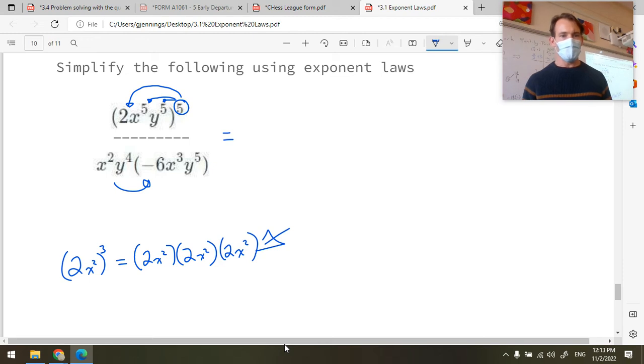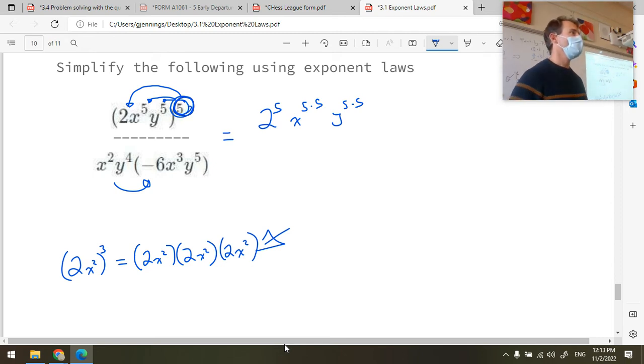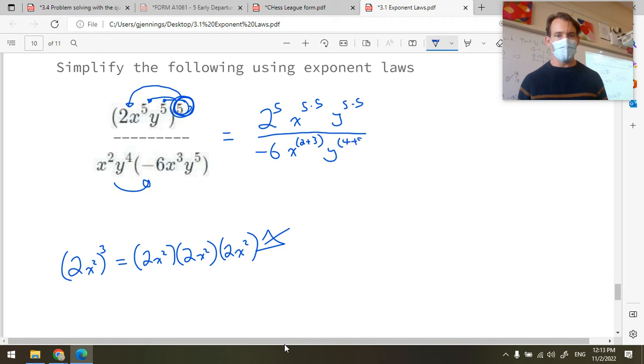So what I'm going to have is 2 to the 5, x to the 5 times 5, y to the 5 times 5 when I resolve this exponent. And then I divide by, well, let's just work it out. Negative 6. X squared times x to the 3 is x to the 2 plus 3. Y to the 4 plus 5.